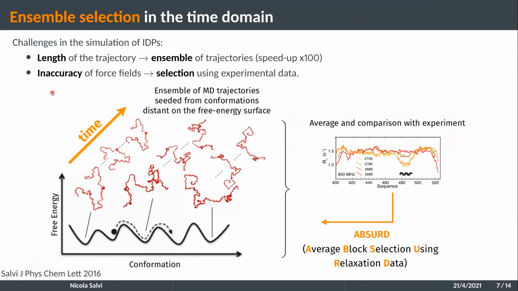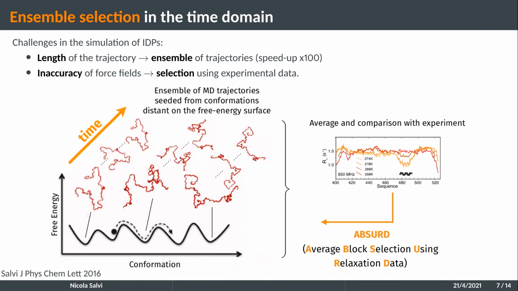Now, doing simulations of IDPs is actually difficult. During the years, we came out with an ensemble selection in the time domain procedure, in which basically what we do is to carry out an ensemble of conformations, and then we use a subset of our data to select a sub-ensemble of trajectories that best represent the information that we have on dynamics in our data. We can perhaps discuss this in the breakout room.